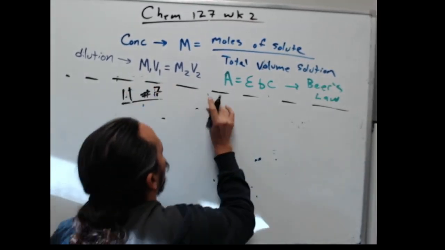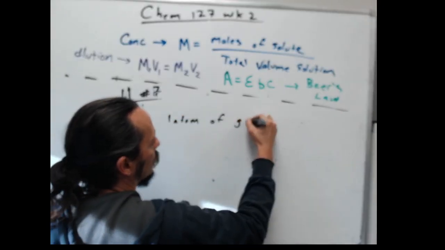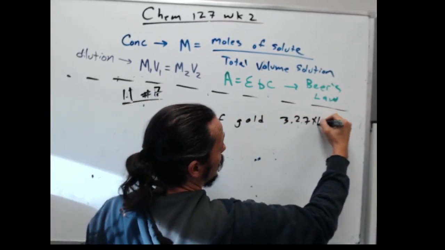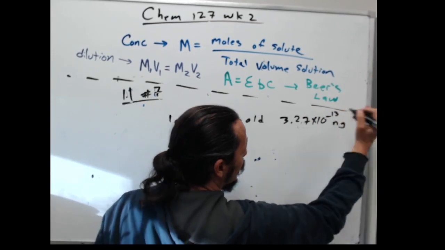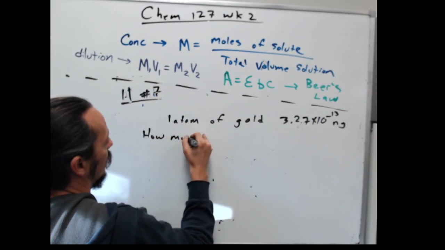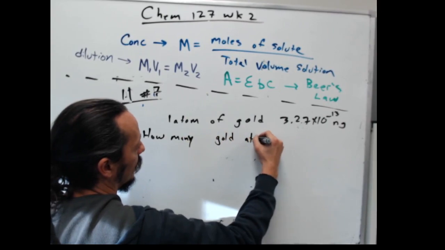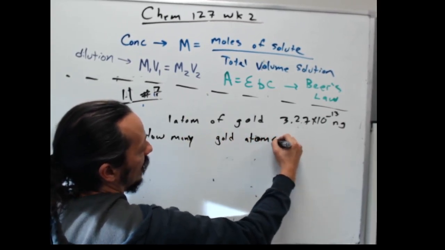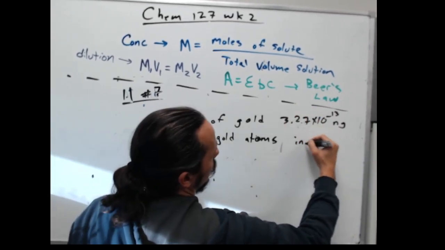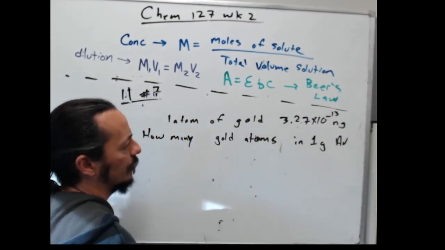Number 7, 1 atom of gold weighs 3.27 times 10 to the negative 13 nanograms. You said 3.27 times 10 to the minus 13 nanograms. Yeah. How many gold atoms are in 1 gram of gold? Is it in 1 gram? Yeah, 1 gram of gold. Au is the symbol for gold. I just got tired of writing it out.